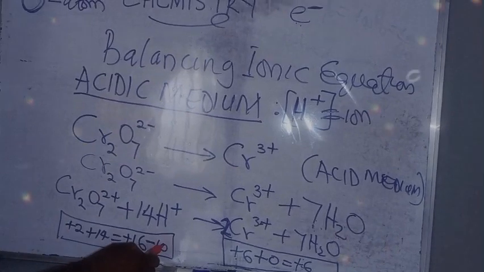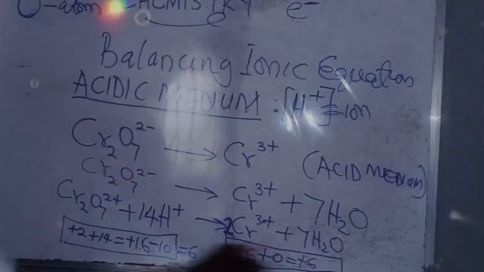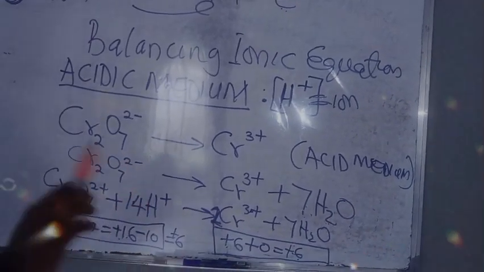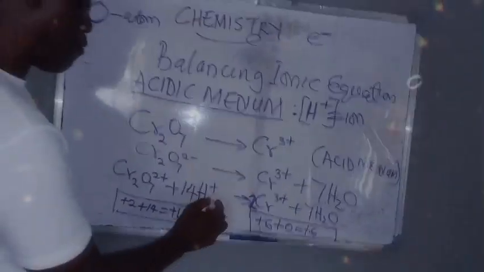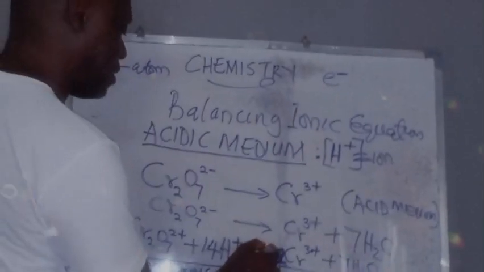Because plus 6 minus 10 will give us 6, which is 6 here, plus 6, which is also plus 6. So that means I'm going to introduce plus 10 electrons here to balance this equation. Can you see that? Plus 10 electrons.